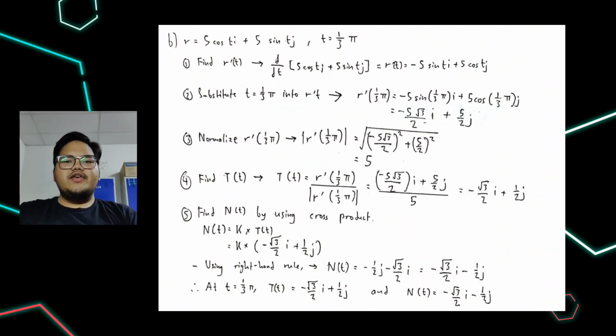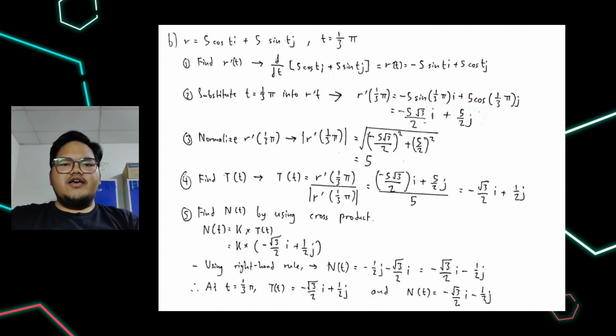For question 4b, I use the same method as 4a, which is to find the derivative of r(t), then substitute 1 over 3 pi into the derivative r'(t), then normalize it. Then I find T, which is the tangent vector, and then I find the unit normal vector, which is N(t), by using cross product and the right hand rule. So the conclusion for question 4b, at t equal to 1 over 3 pi, T is negative square root 3 over 2 i plus 1 over 2 j, and N(t) is negative square root 3 over 2 i minus 1 over 2 j.